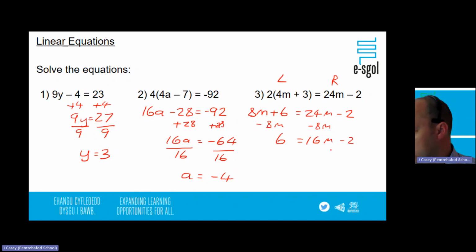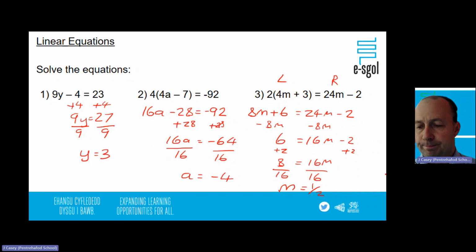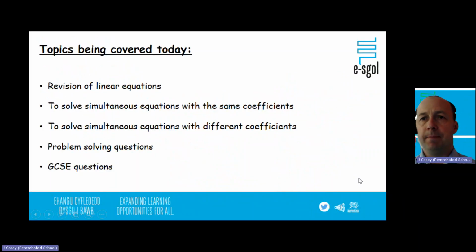This -2 I want to get rid of now, so I'm going to add on 2 to both sides. So I've got 8 equals 16m. If I divide by 16 at the end, that gives me a value of m. I can put m over this side now if I want. So it's going to be 8 divided by 16, so the answer to this is actually a half. 8 divided by 16 is 0.5 or a half, and then m is on its own.